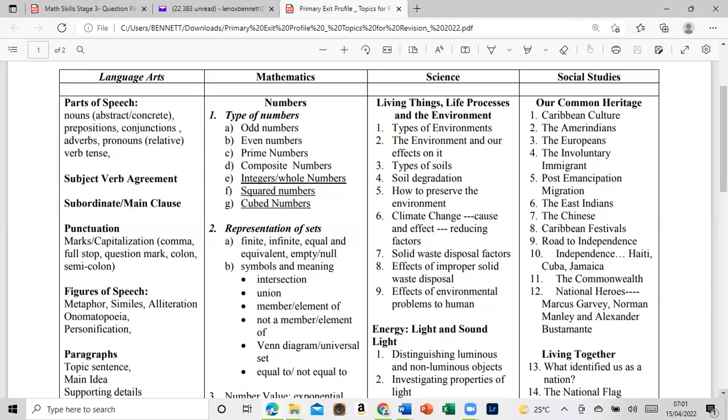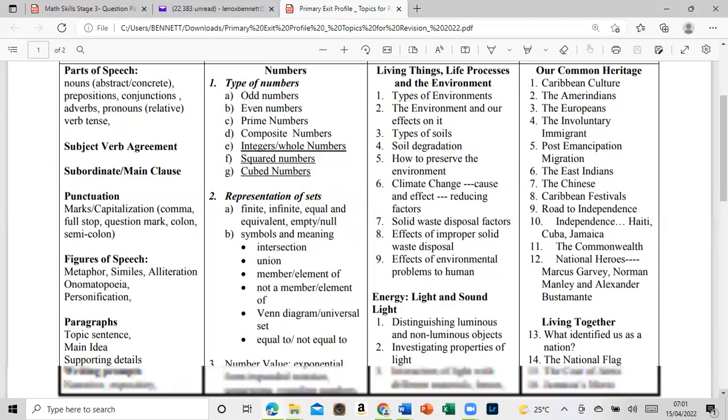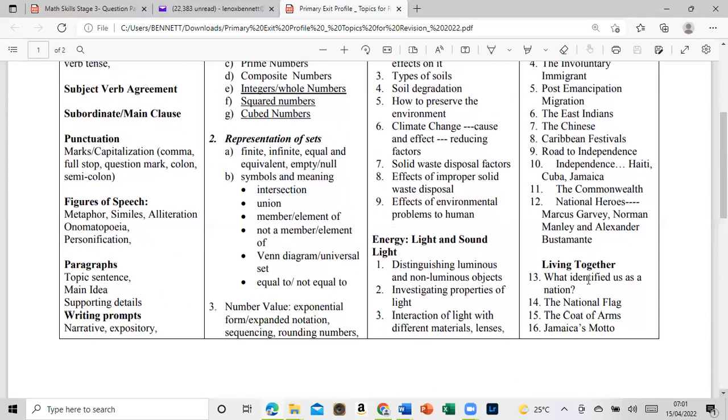Very important, parents. I've done all of this with my students. As I saw this, I'm feeling probably overconfident, but we will continue to work. All right, and you have representation of sets. You must know the difference between finite and infinite. Now, finite is a set of numbers that are countable. Infinite, it's not countable. There's no ending. All right. You must know the difference between equal and equivalent, empty set, or null.